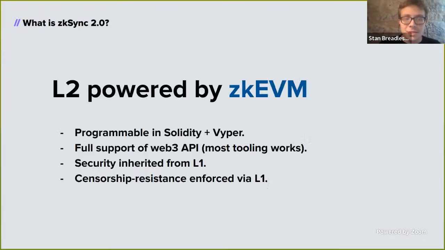So what is zkSync 2.0? As already said, it's an L2 powered by zkEVM. The main feature compared to other zk rollups is that it is programmable in Solidity and Vyper. It has full support for the web3 API. That means that integrations with various indexers like The Graph will be done very smoothly, and also your frontend will most often work out of the box. And security and censorship resistance are inherited from L1.